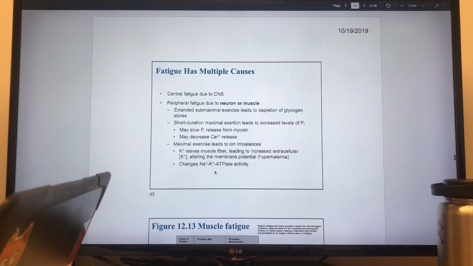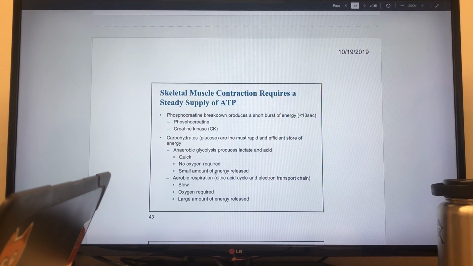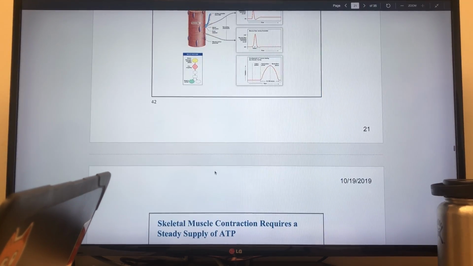So that's basically it for EC coupling. EC coupling is basically just the lag time it takes for the action potential to... You just have a small little lag time.